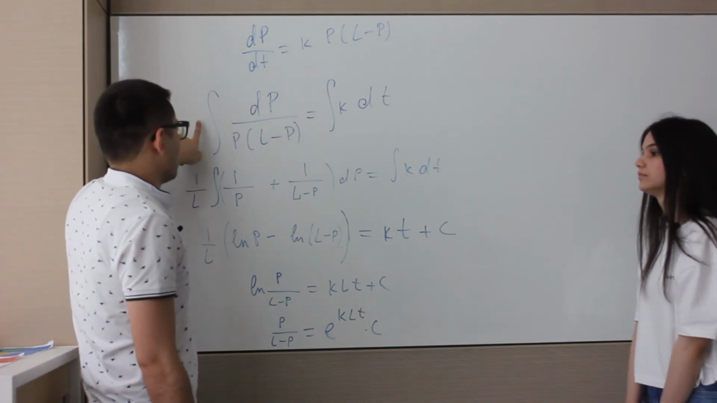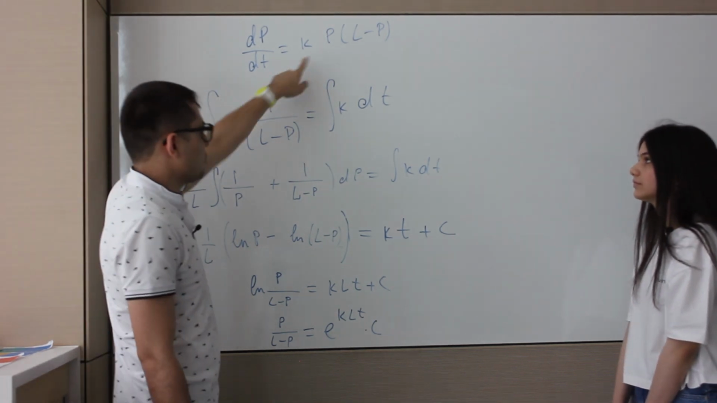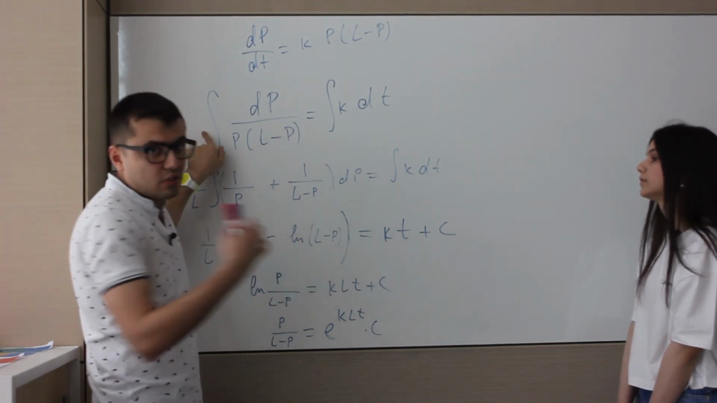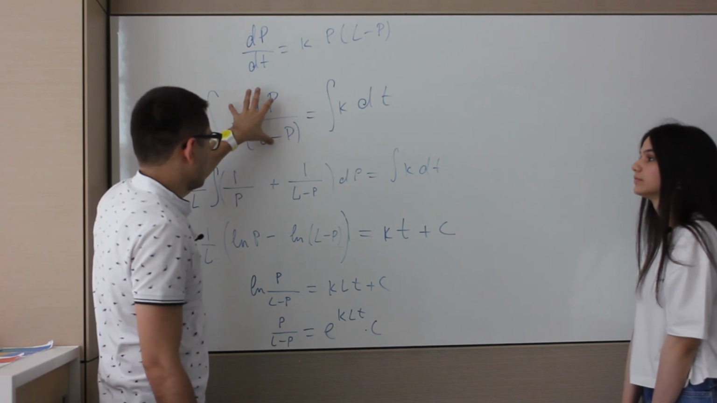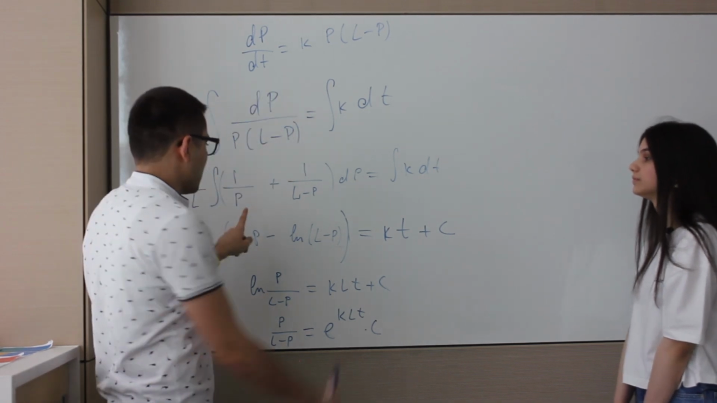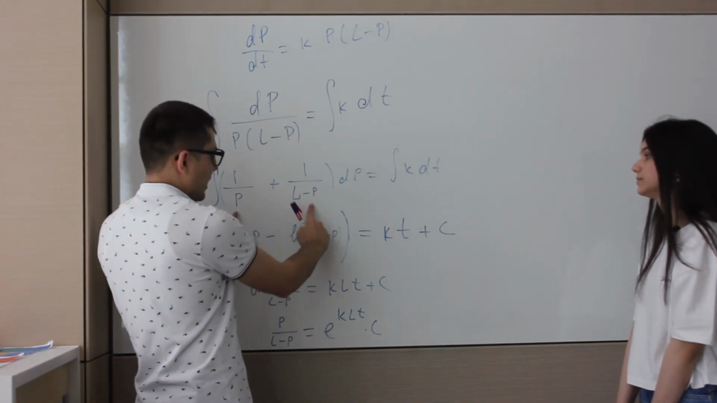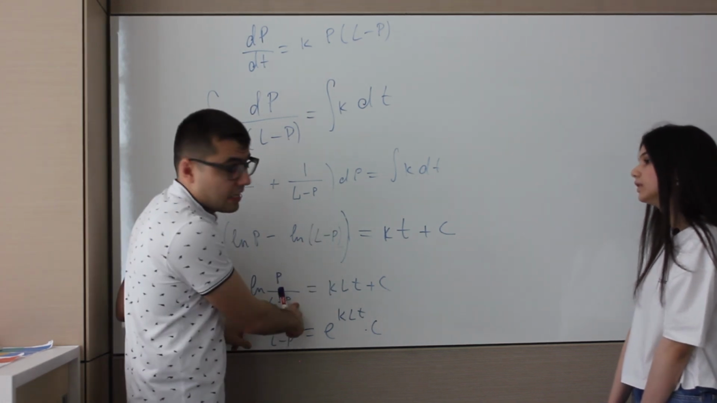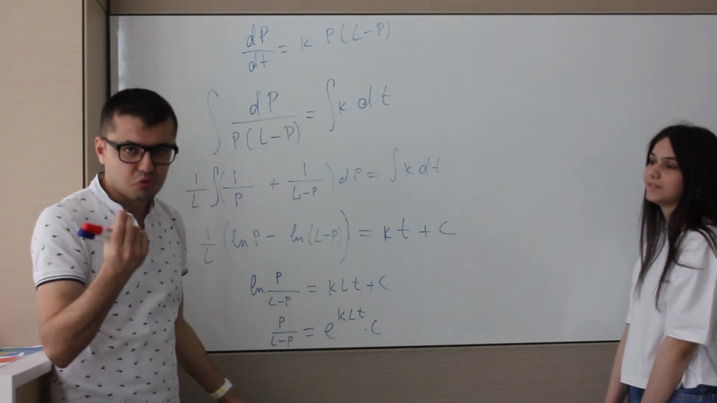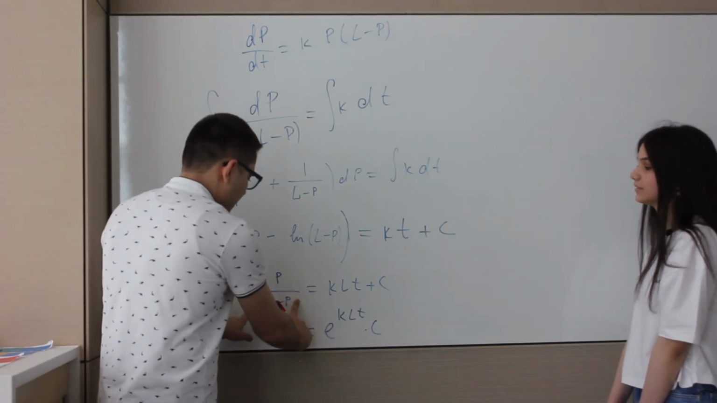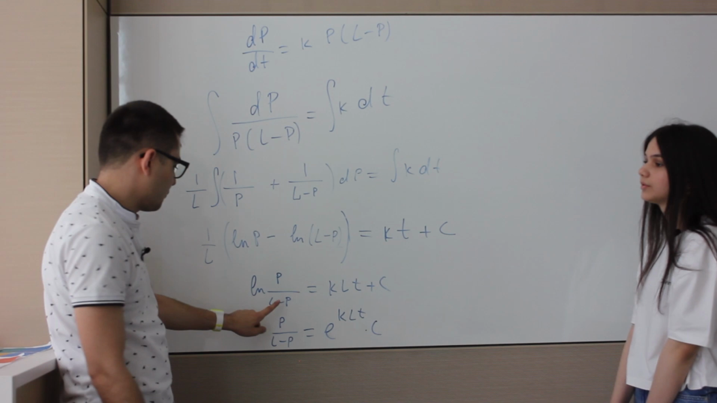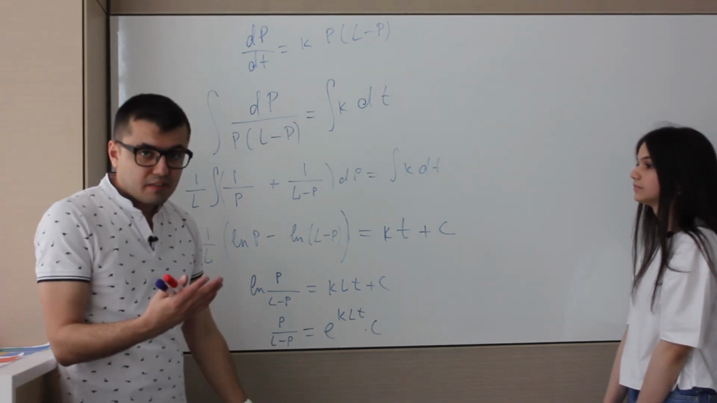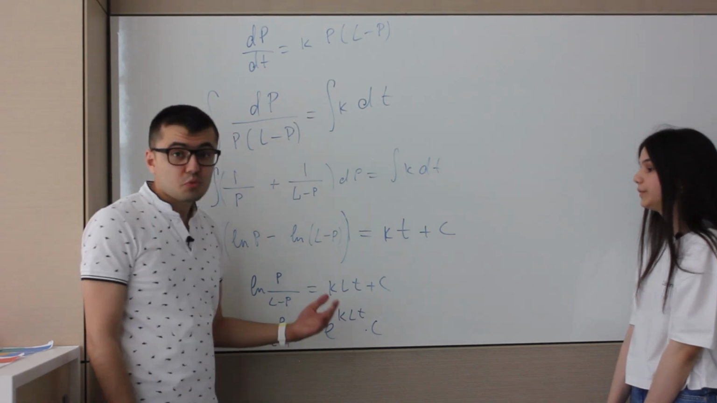Then what do we do? Separation of variables. Then we learned, Nurlana showed us, that we can use partial fractions to decompose into two fractions. Then we integrated both sides. Every step is just a different rule from mathematics. Then we applied the rule of logarithm and then the exponentiation. The last part, we have to solve for P.